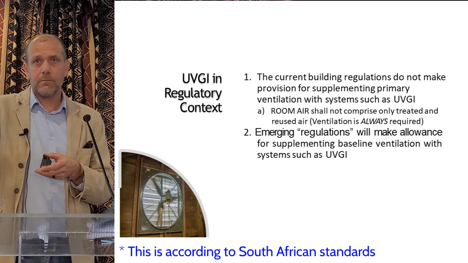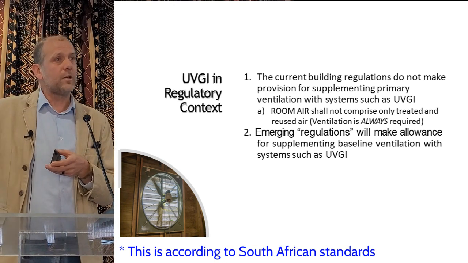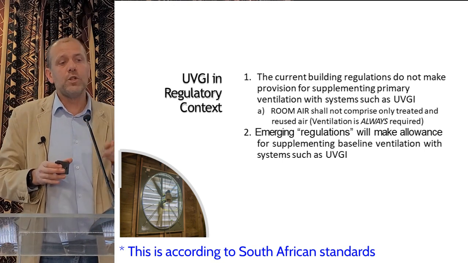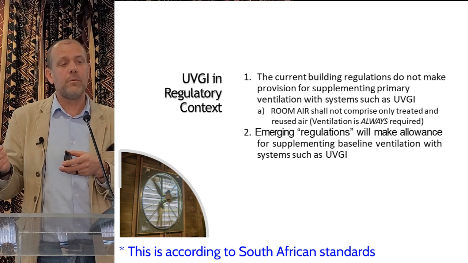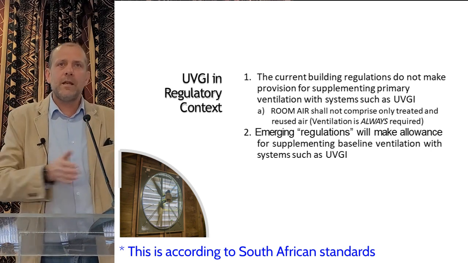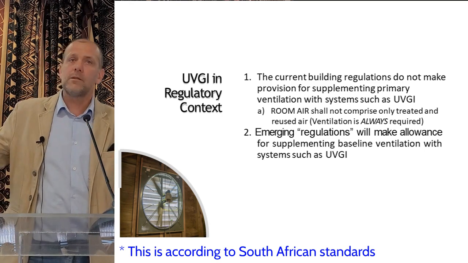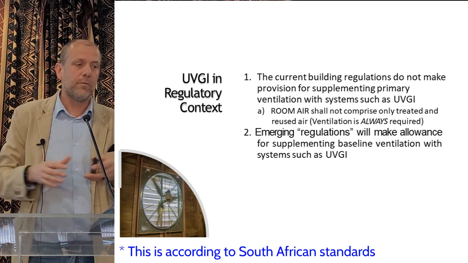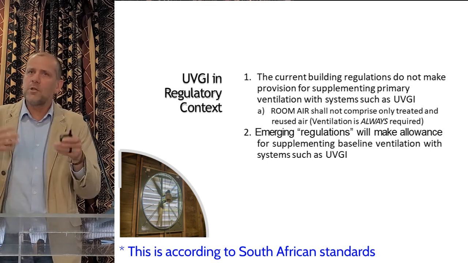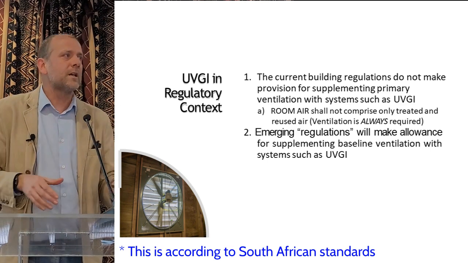However, currently, to meet the regulation requirements, you have to do that all with ventilation. Anything you do with UV is over and above. The emerging regulations now will make allowance for a supplementary baseline ventilation, where a minimum amount of the air changes must be mechanically ventilated, for instance 2 air changes, and then you can make up the rest, up to 10 air changes or whatever, with UVGI. Is that clear?